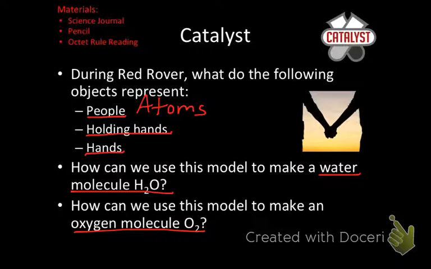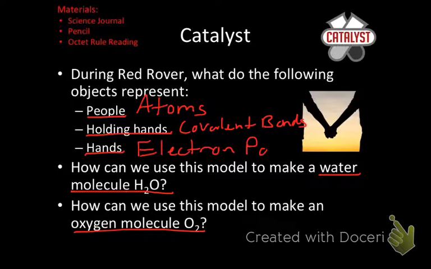Well, the people in our atom model in Red Rover are the atoms, of course, and holding hands are the covalent bonds that are connecting those atoms by sharing electrons. The hands themselves, since you have two of them in your covalent bond, sharing electrons, are the actual electron pair.